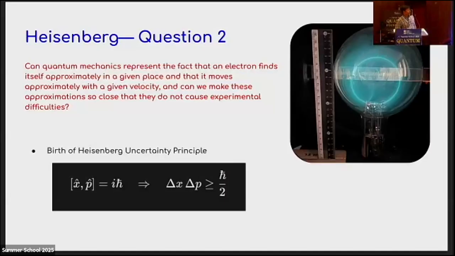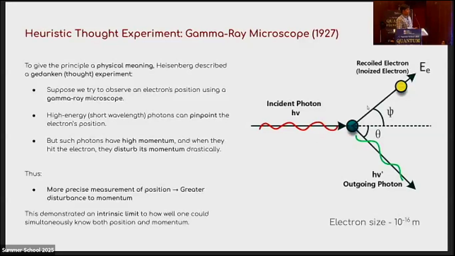This further led him to ask: can quantum mechanics represent the fact that an electron finds itself approximately in a place or with a given velocity? He already knew the commutation relation, and from there he derived the Heisenberg uncertainty principle, determining the accuracies with which these can be known. To his surprise, he found there is a limit to how exactly we can know the trajectory.